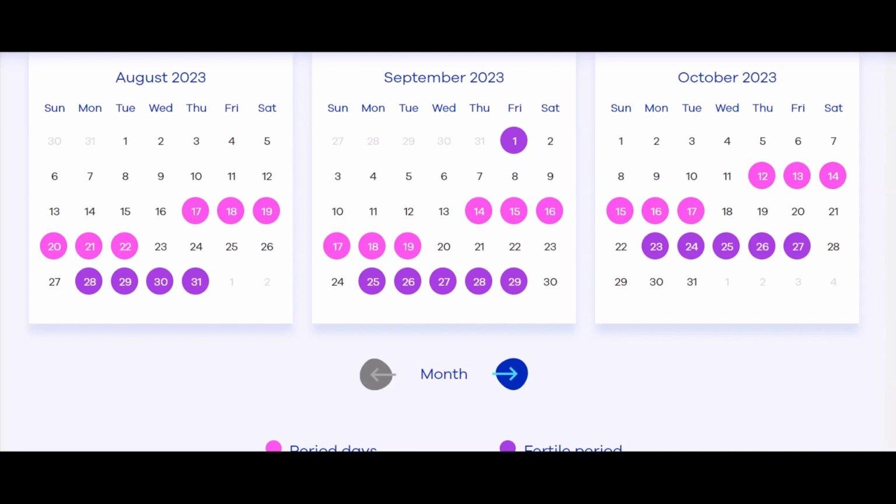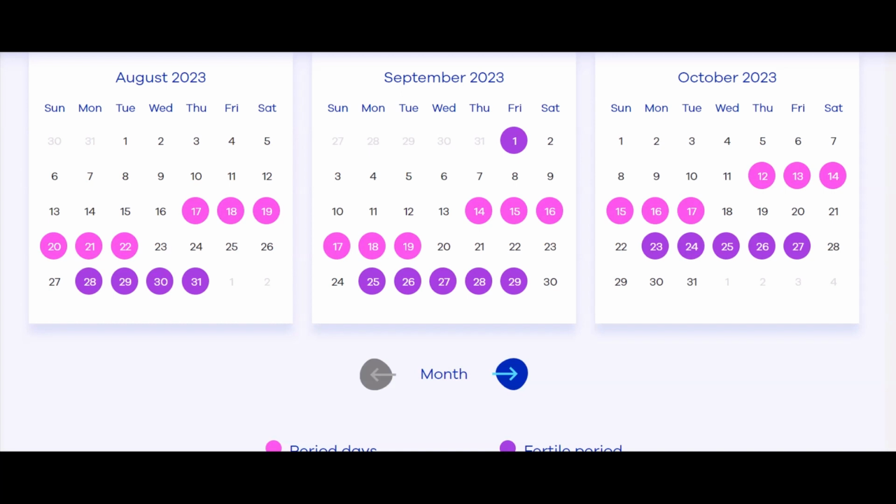Okay, ovulation takes place on the 31st. Now, why is this so important? Notice the number of days we have for the fertile period. What exactly is this fertile period? This fertile period is also referred to as the fertile window.